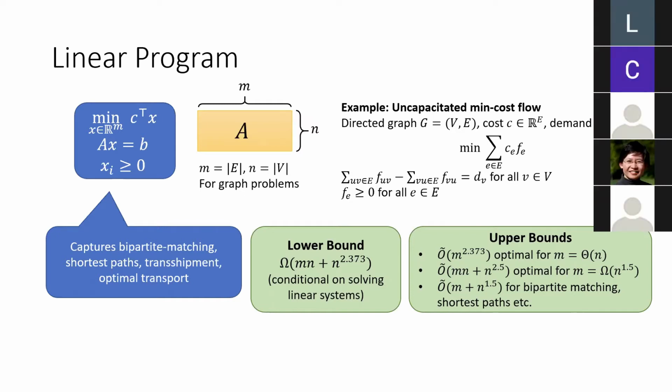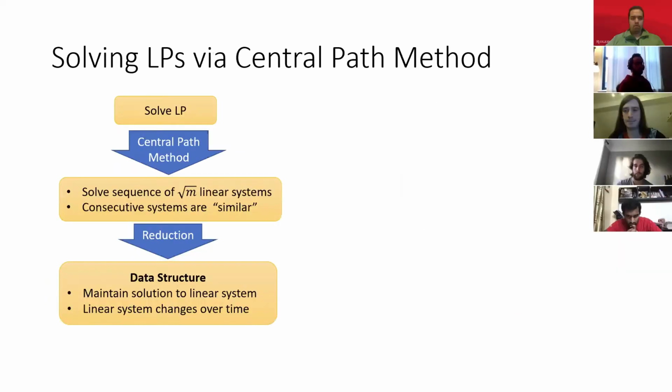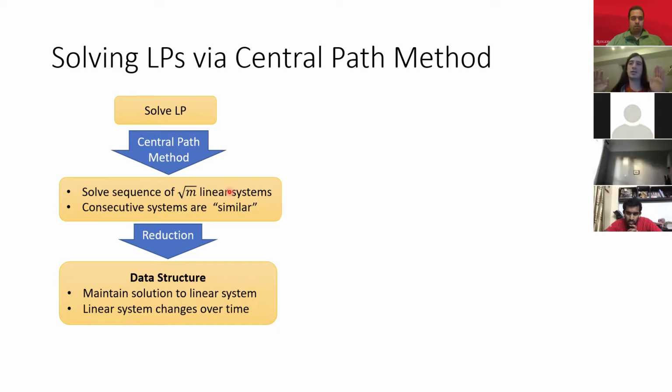All of these upper bounds are based on something that's called the central path method. At a high level, you can think of the central path method as some kind of reduction where you reduce the task of solving a linear program to the task of solving a sequence of root m many linear systems. These linear systems have a nice property: this sequence is slowly changing. Any two consecutive linear systems are similar, which motivates that you can create some kind of data structure that is able to maintain the solution of this slowly changing linear system.